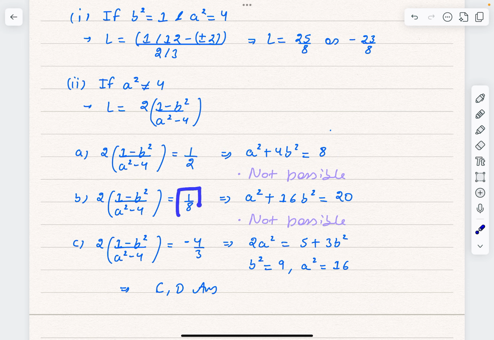Second, when you equate this thing to 1/8, you get a² plus 16b² equal to 20. This also would have been possible only if a² is 4 and b² is 1, but here also it is not possible. If we take −4/3, we get 2a² equal to 5 plus 3b². Now this is possible when b² is 9 and a² is 16. So the only options possible are C and D. That's all guys for now. Bye bye.